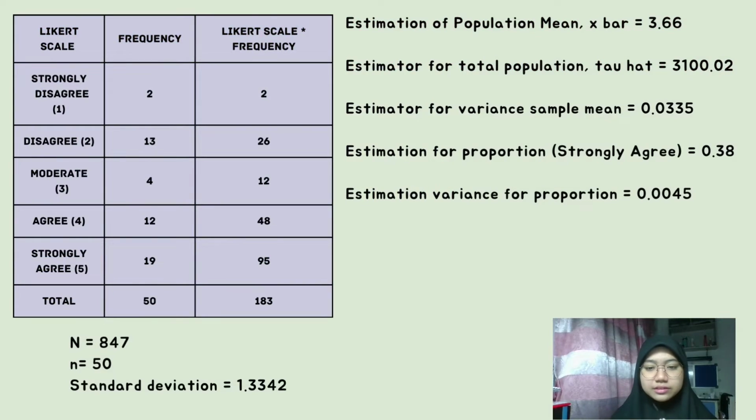From data calculation, the standard deviation is equal to 1.3342, estimation of population mean x bar equals 3.66, estimator for total population tau hat equals 3100.02, estimator for variance sample mean 0.0335, estimation for proportion, which is strongly agree, is 0.38, and estimation variance for proportion is 0.0045.